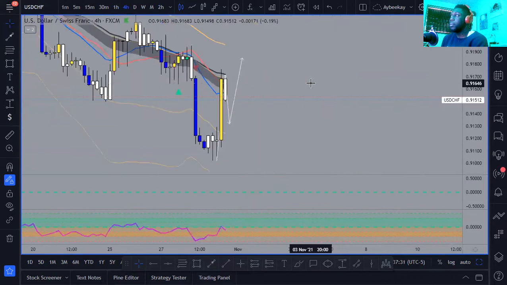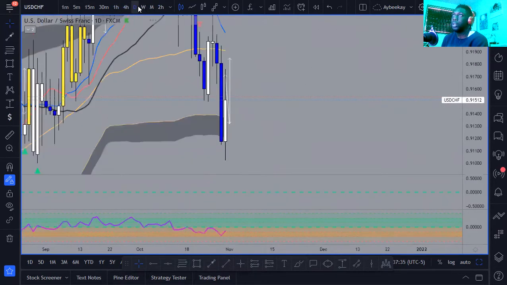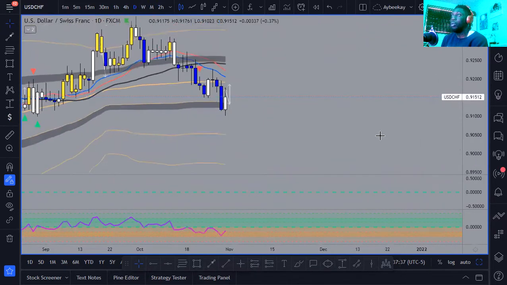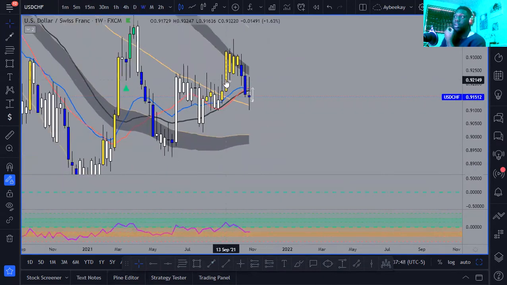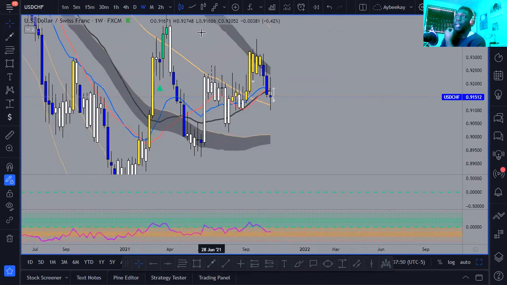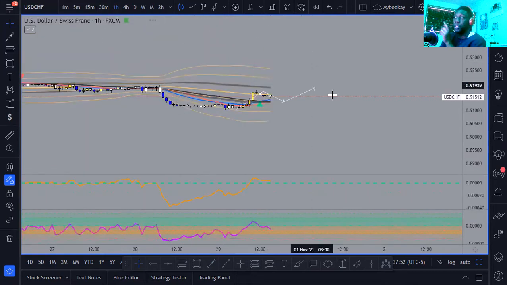4 hour time frame, still very far away from it, but not that far, to be quite honest. Daily time frame, rejecting off of that upper danger zone. I like seeing that a lot. Possible reversal right there. And the weekly time frame still hasn't called for the sell, but it's looking suspect. So I'm going to be watching for that this week.